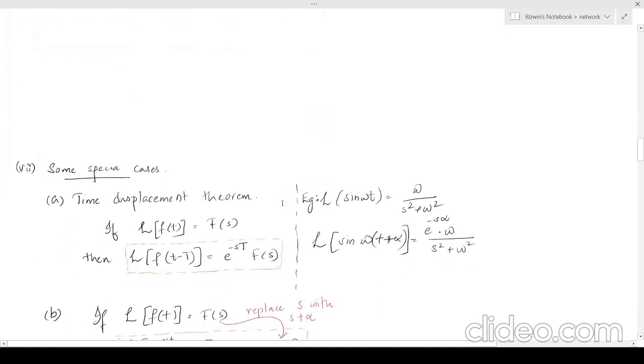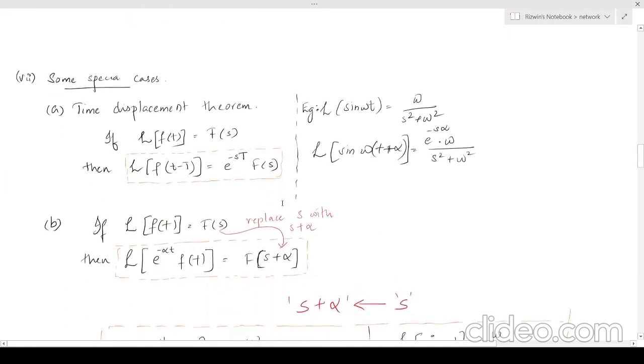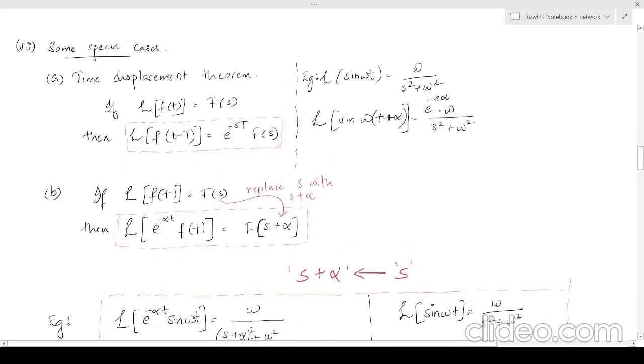So that's all about the quick conversion of each function. Now we have some special cases which will be helpful in network theory for finding the Laplace transform or its inverse. So one is the time displacement theorem. If the function f of t has a Laplace transform given by F of s, and we delay the function by a variable t, then the Laplace transform is changed by e raised to minus st times F of s. It will be much clearer with this example. We know the Laplace transform of sin omega t is omega by s square plus omega square.